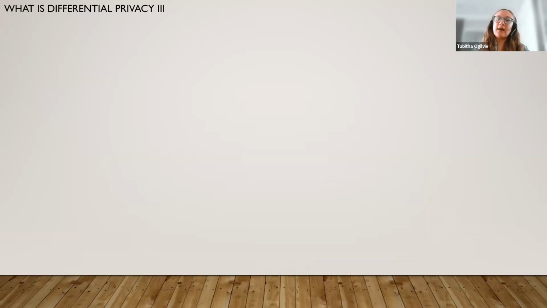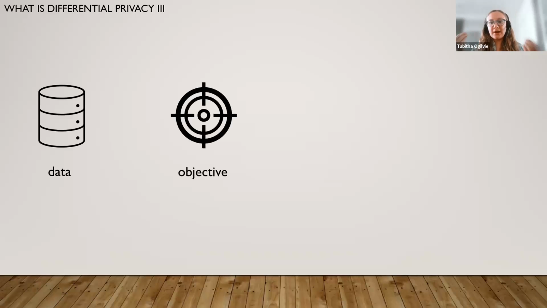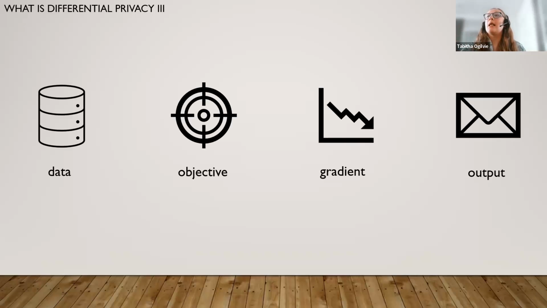So I've said we're going to add noise to achieve differential privacy, but where are we going to add it? Well, let's zero in on machine learning training. We're going to train a machine learning model. There's a few stages involved in this. We get the data. We set an objective function or a loss function. In a lot of applications, we'll perform gradient updates. And finally, we will output a final model. And to achieve differential privacy, you can add noise at any of these points in the training process.